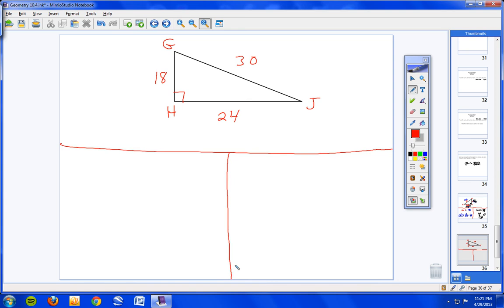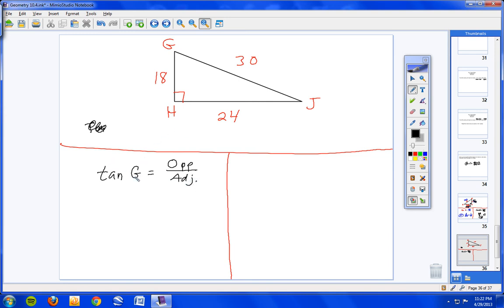Okay? All right. Now, what if I asked you to find the tangent of G? Can you do that? You can work ahead or watch me. I want you to find the tangent of G. Now, what trig function did I say? Sine, cosine, or tangent? I said tangent. So what's the formula for tangent? Well, remember what I taught you? TOA. Tangent is opposite over adjacent.